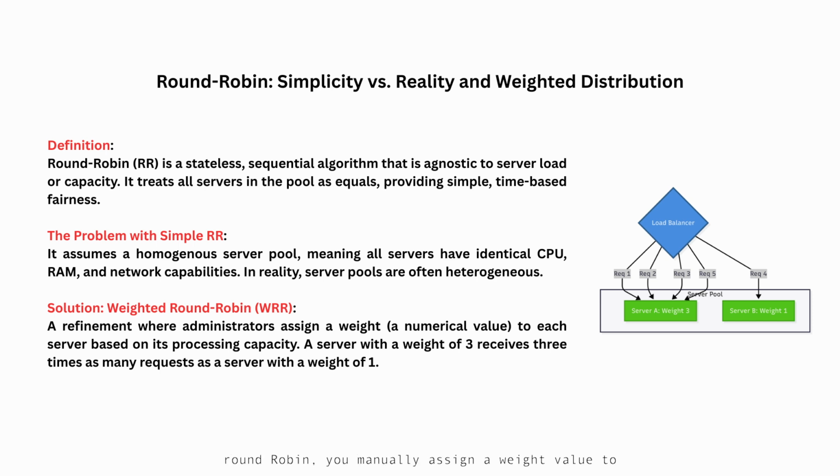With weighted round robin, you manually assign a weight value to each server representing its capacity. If server A has a weight of 3 and server B has a weight of 1, the load balancer will send 3 requests to server A for every 1 request sent to server B. This ensures that powerful servers are kept busier, maximizing the utilization of your entire infrastructure.